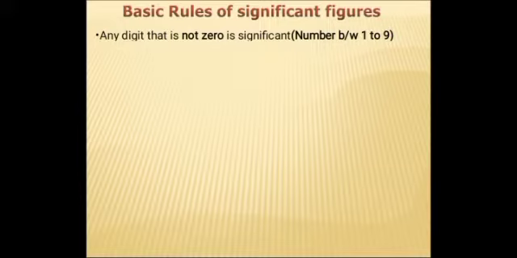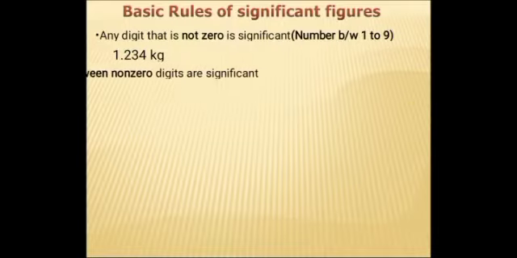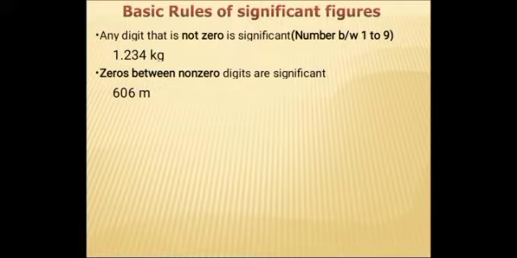So you know very well about this number. All the non-zeros, which is 1 to 9, are significant. First, for example, 1.234 kg. It means that how many significant figures are there? I am talking about figure. Figure means counting. Count 1, 2, 3, 4. So there are 4 significant figures.